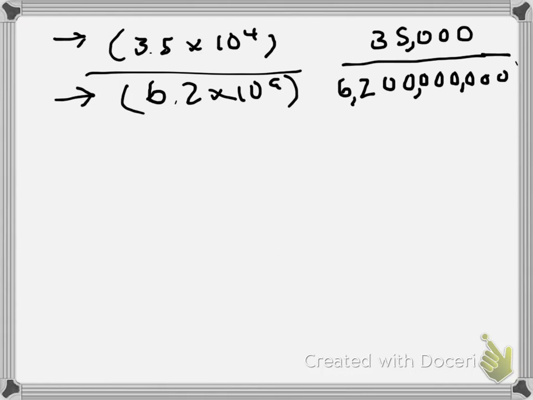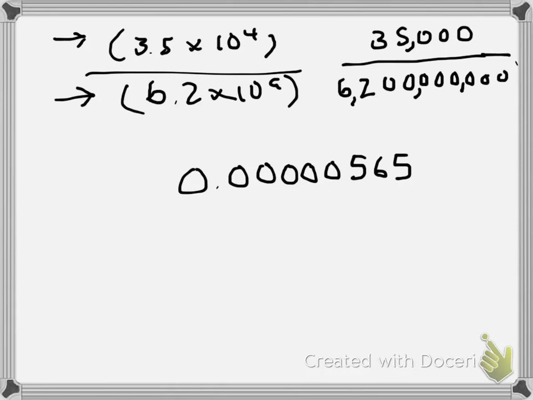Now we divide 35,000 divided by 6,200,000,000. Be careful when you're doing those large numbers on the calculator. All right, and we end up with 0. And I'm going to, again, make sure that we just round to that nearest.